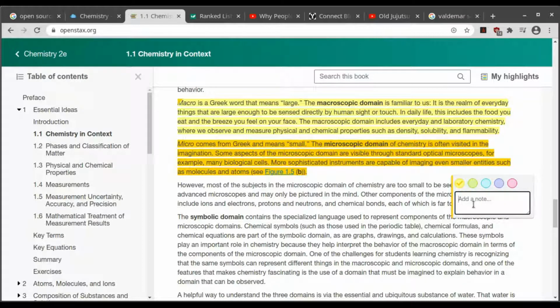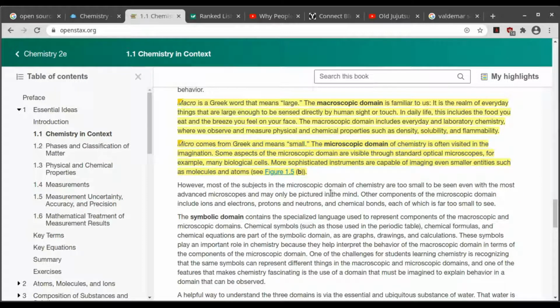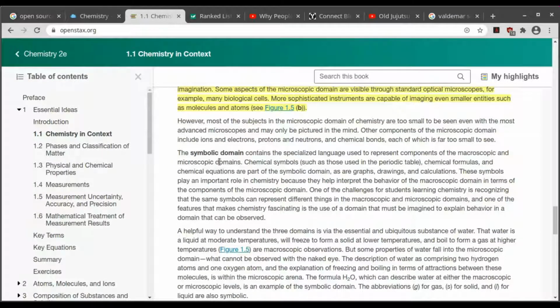However, most of these subjects in the microscopic domain are too small to be seen even with the most advanced microscopes, and can only be pictured in the mind. Other components of the microscopic domain include ions, electrons, protons, neutrons, and chemical bonds, each of which is far too small to see. Okay, the symbolic domain contains the specialized language used to represent the components of the macroscopic and microscopic domain. Chemical symbols, what you see in the periodic table, formulas, chemical equations, anything that's written down on paper or today on a computer screen or a phone or tablet, all that is in the symbolic domain.